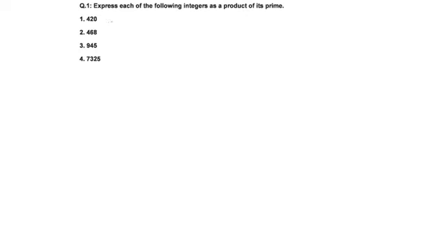Now we have to express these integers as a product of their primes. What are the prime numbers? Prime numbers are those numbers which can only be divided by themselves or 1. That means if you take 6, this is not a prime number because it can be divided by 2, you get 3. 6 can be divided by 3, you get 2. But 5 is a prime number. You cannot find any number which can divide 5, only 1 or 5 itself. If you divide it by 1, you get 5. If you divide it by 5, you get 1. So these are prime factors or prime numbers.